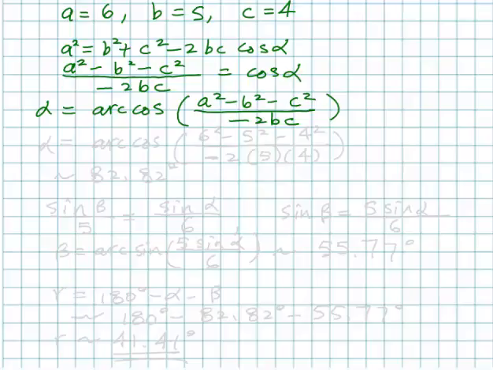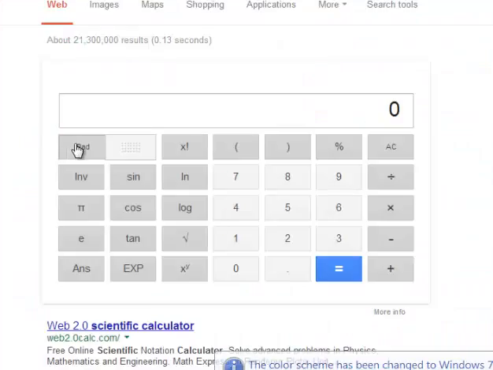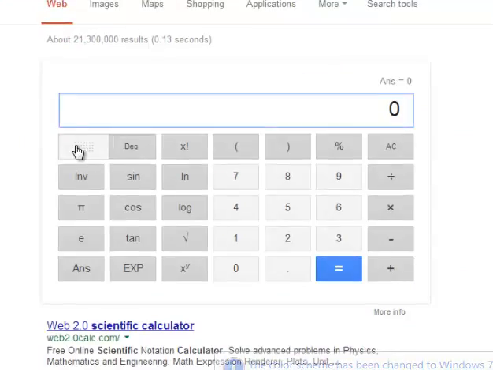We substitute the information from the question into this formula. Then alpha equals arc cosine of 6 squared minus 5 squared minus 4 squared over negative 2 times 5 times 4. Set the calculator in degree mode.